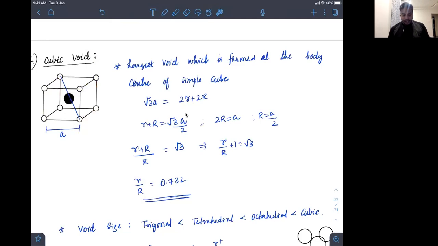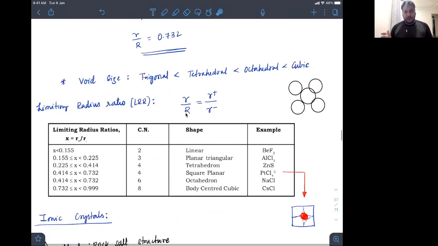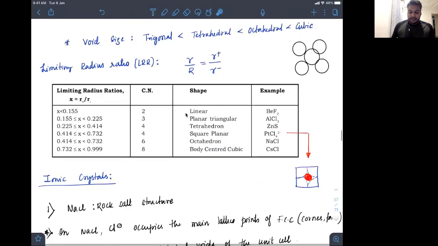Clear, students? Now, based on these 4 voids, what we have learned is that triangular void is the smallest, then tetrahedron, octahedron, and cubic void. And we are writing it as the limiting radius ratio. See what I meant? Small r by capital R, or I can write it as r plus by r minus, because r minus usually is always bigger in size. That's why we write it as capital r minus. And cations are always smaller, so that's why the smaller one can be written as r plus.